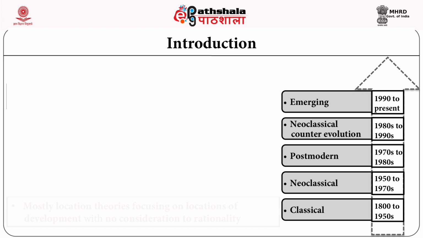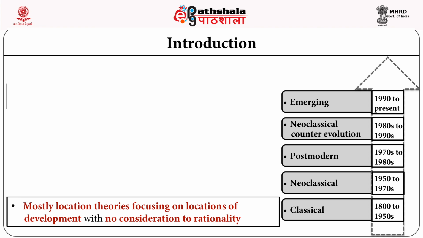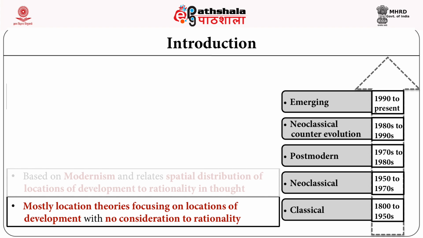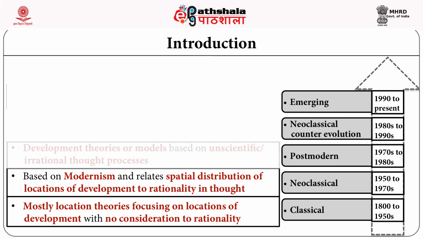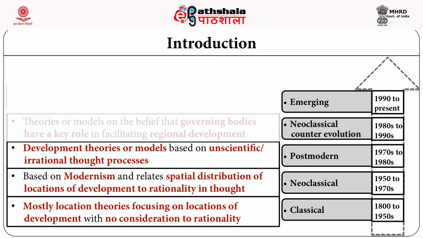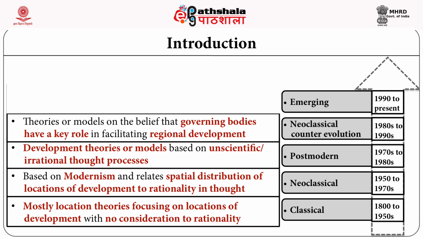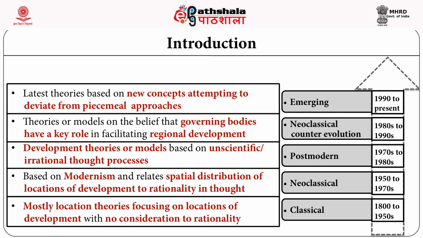Now, if we look at the classical theories, they were mostly location theories focusing on locations of development with no consideration to rationality. The neoclassical, on the other hand, based itself on modernism and related to spatial distribution of locations of development to rationality in thought. The postmodern included development theories or models based on unscientific and irrational thought processes, and the neoclassical counter-evolution included theories and models based on the belief that governing bodies have a key role in facilitating regional development. And the emerging theories were based on new concepts attempting to deviate from the piecemeal approaches.